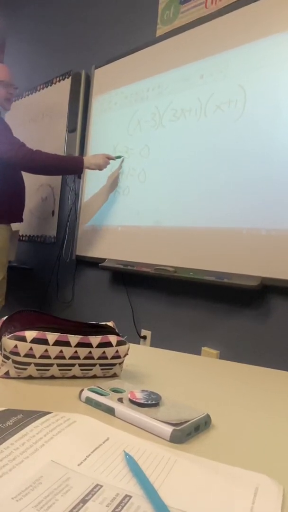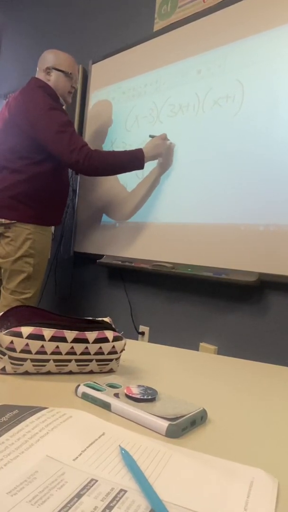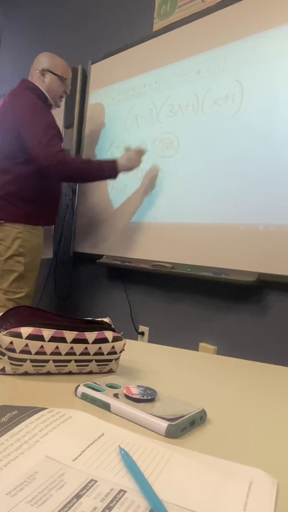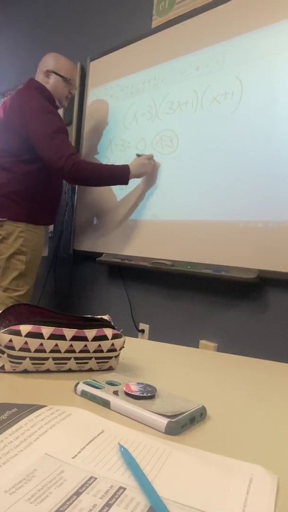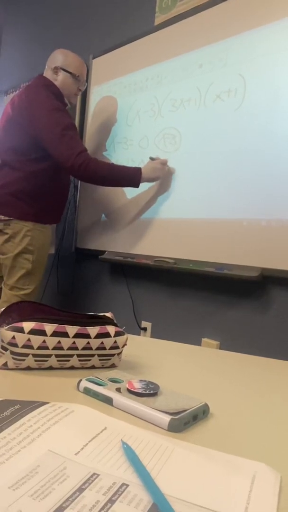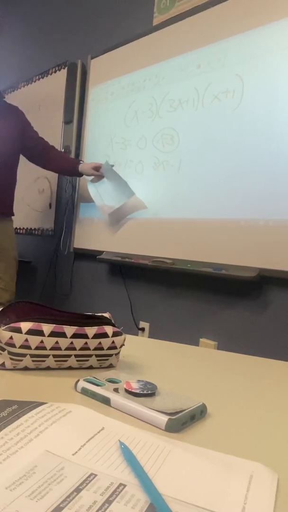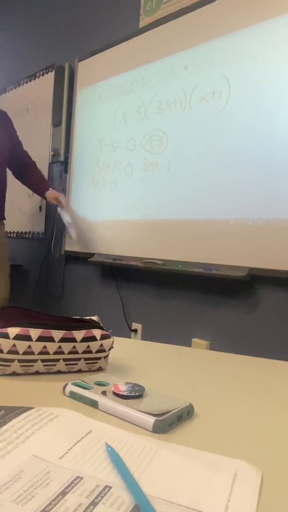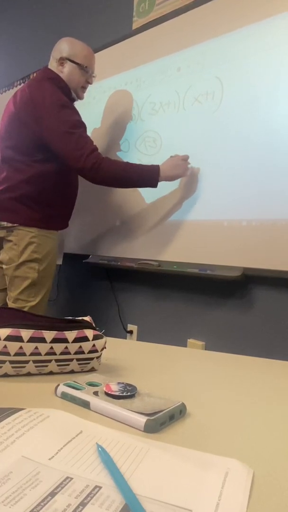We have to add 3 to both sides. So this is going to be x equals 3. That's one answer. We have to subtract 1 from both sides. So we have 3x equals a negative 1. Uh-oh, we have a 3 in front of the x. So we have to divide both sides by 3. So x equals a negative 1/3.